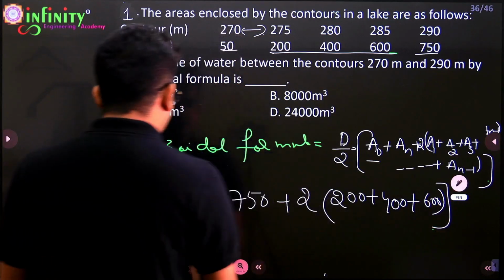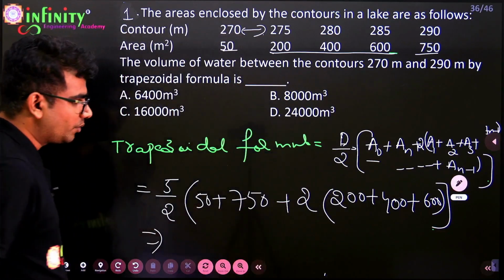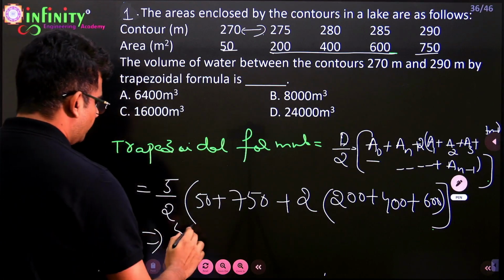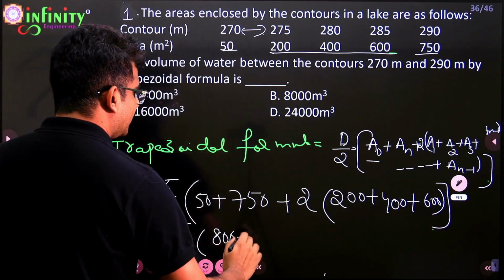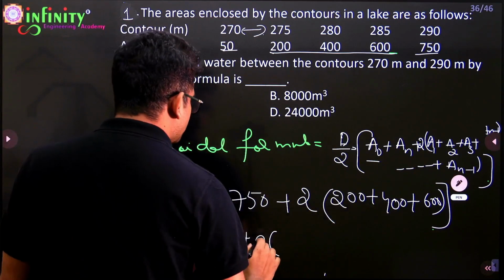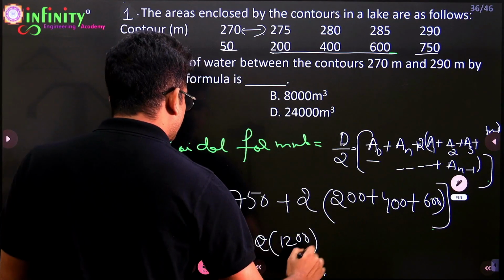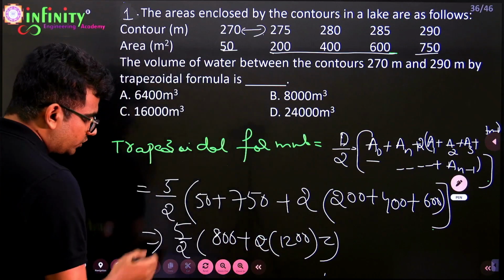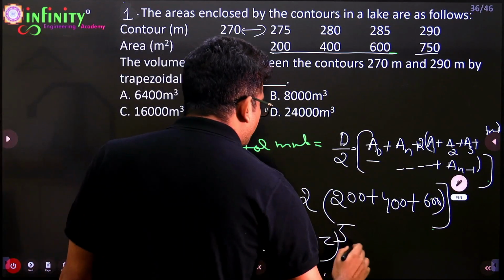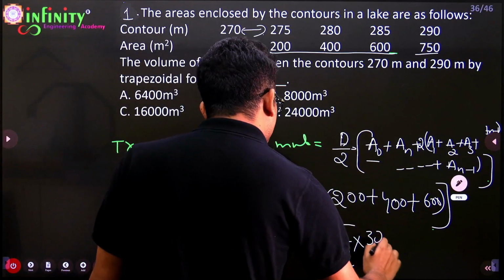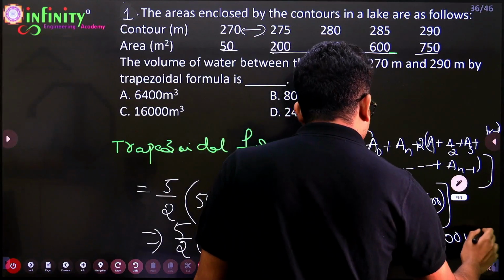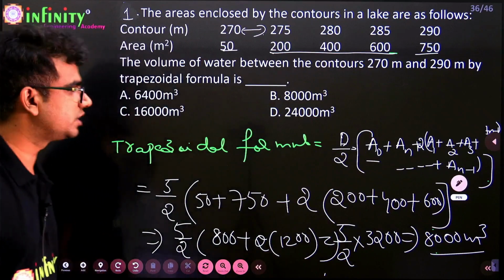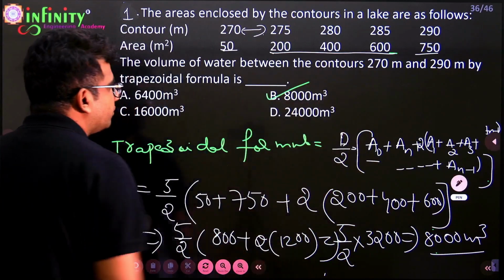Okay, so if we calculate this value, what will we get? 5 by 2 into 50 plus 750, 800, plus 2 into this value, the summation is 1200. So finally, 5 by 2 into 3200, which is equal to 8000 meter cube. So 8000 meter cube is the answer.